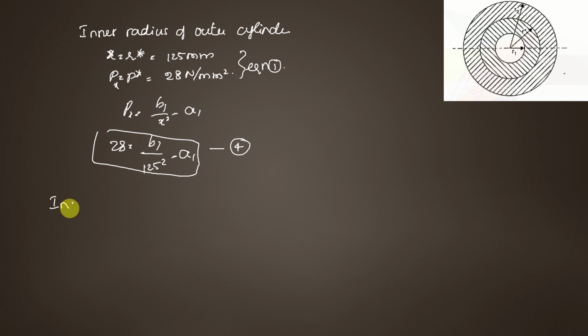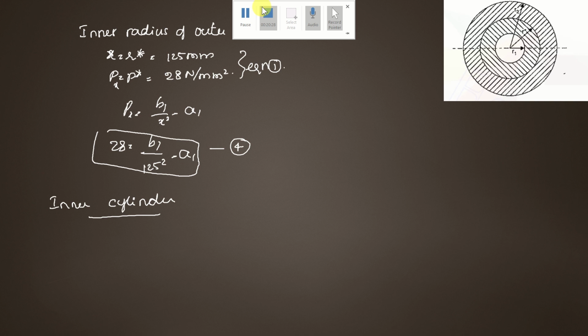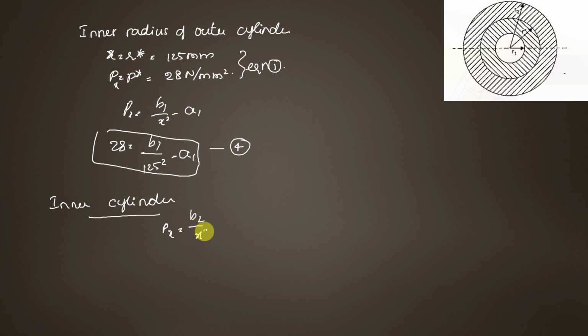Inner cylinder. Yes, for the inner cylinder what we have? Px is equal to B2 by X square minus A2. We need only this; no need to find sigma here. What exactly are the boundary conditions here? The boundaries of the inner cylinder: one is the inner radius, at X equal to R1. That is, R1 is how much?